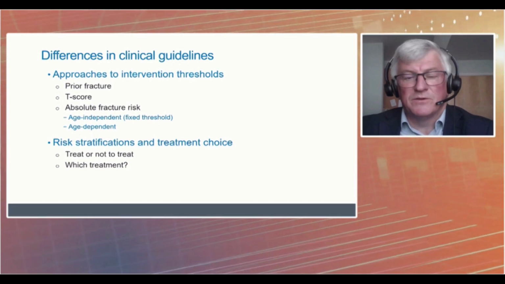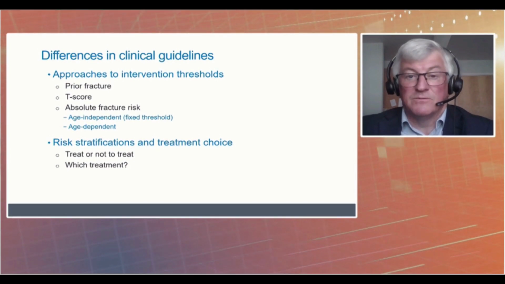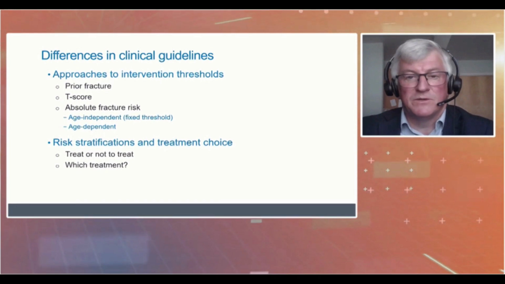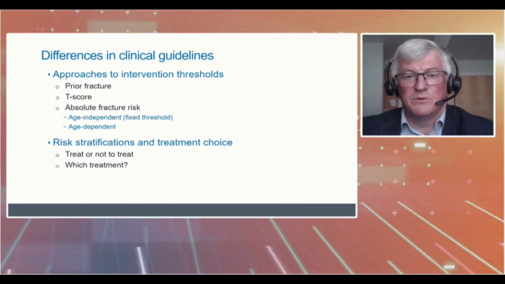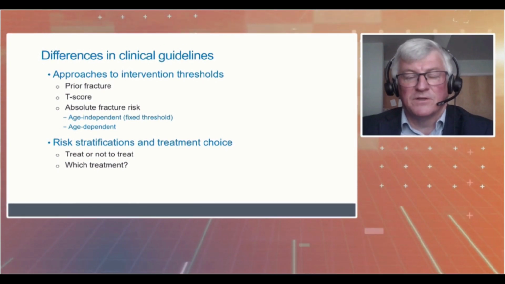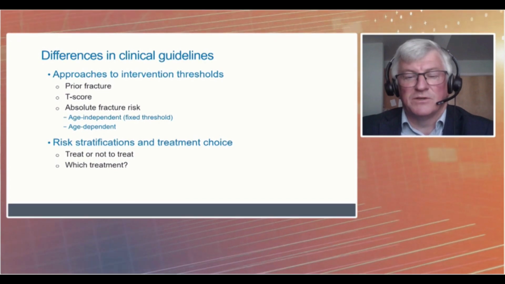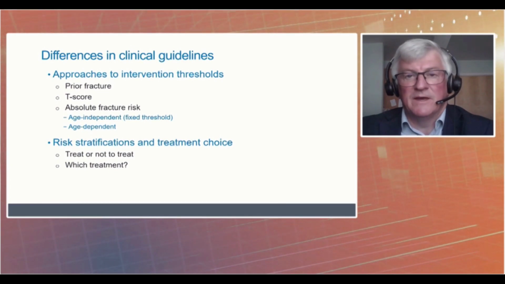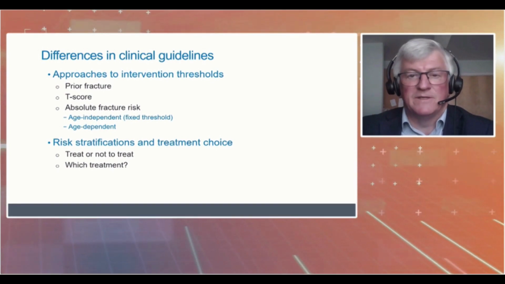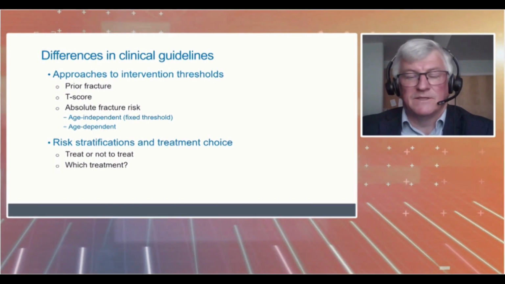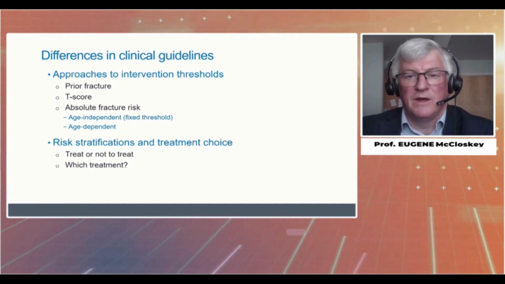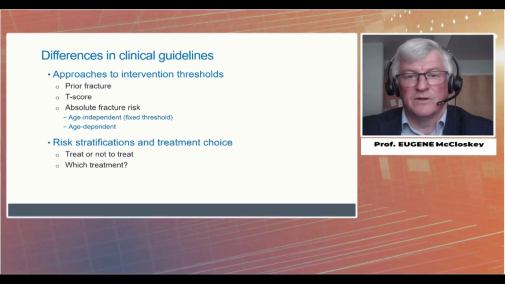So intervention thresholds have been around as long as we've had guidelines. And one of the first to be established was prior fracture. Osteoporosis is associated with an increased risk of fracture. And once you've had a fracture, then it would seem reasonable that that individual should receive treatment. And we're just applying the same logic there as is applied in patients having myocardial infarctions or strokes or other incident events in chronic disease management.